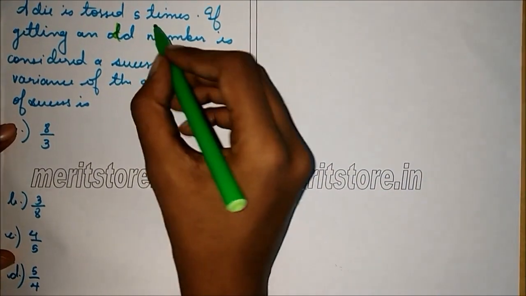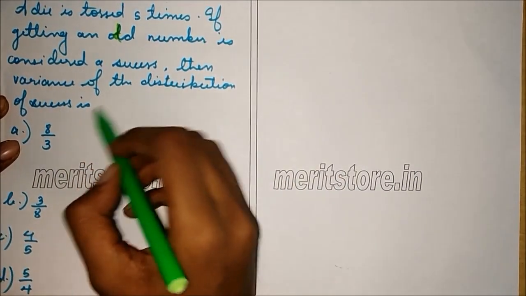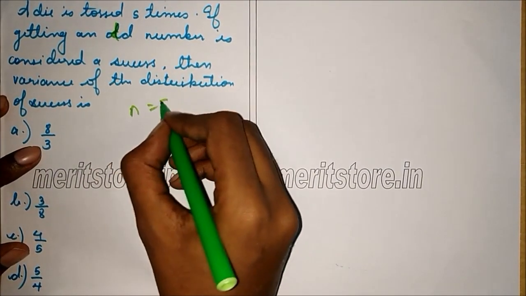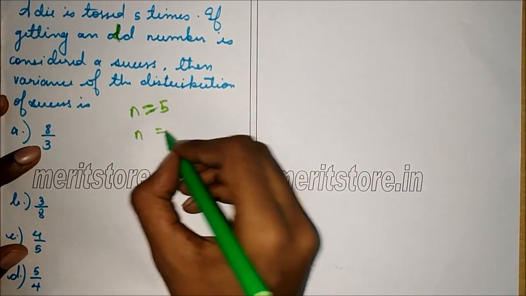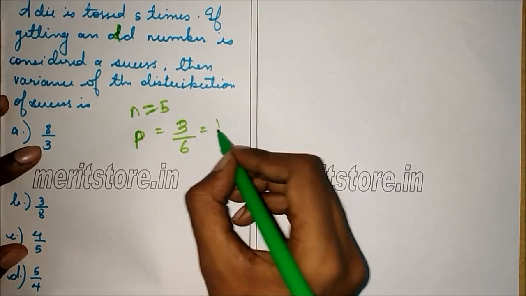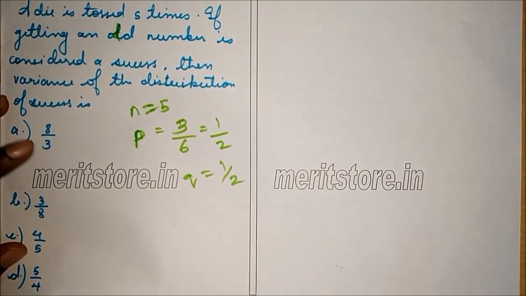A die is tossed 5 times. If getting an odd number is considered a success, then variance of distribution of the successes. Now a die is thrown 5 times, so n is 5. Probability of getting an odd number is half, that is 3 by 6. So let this be P, probability. So this will be 3 by 6, that is half. So naturally Q will also be half.